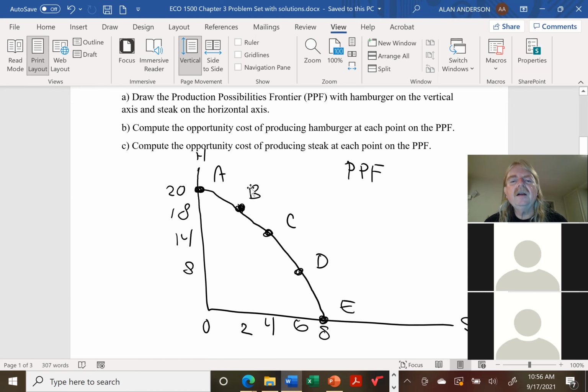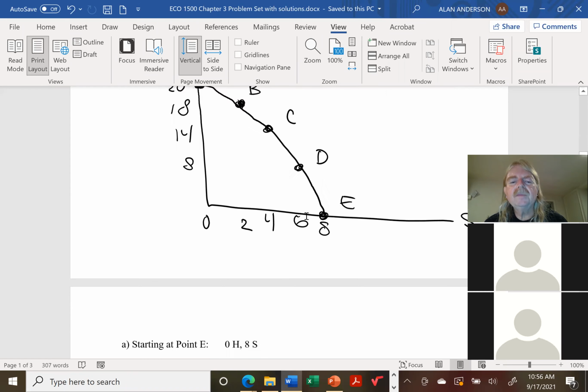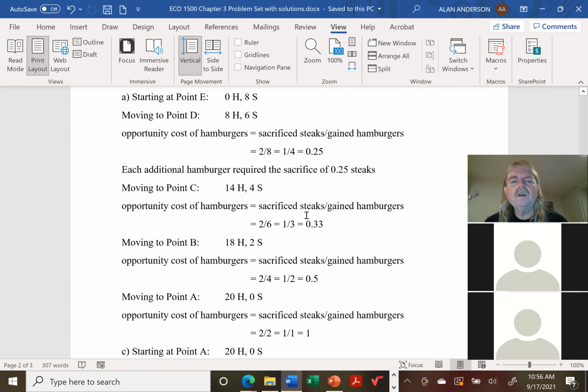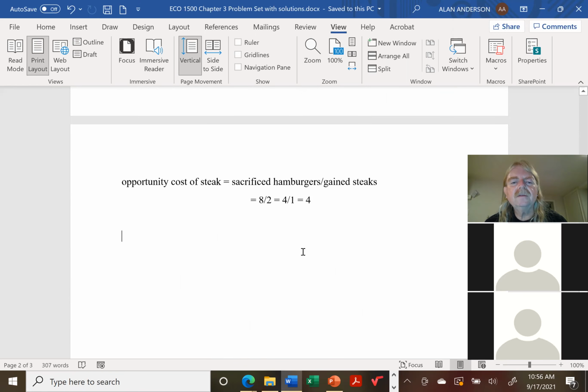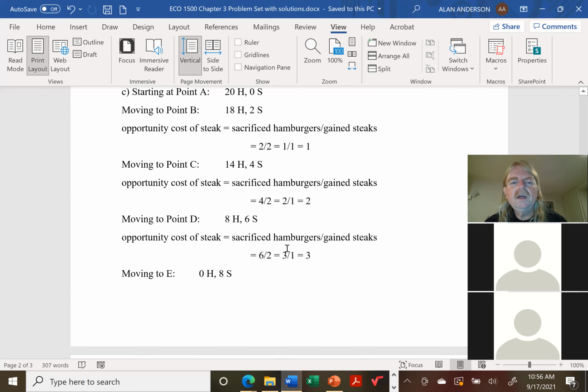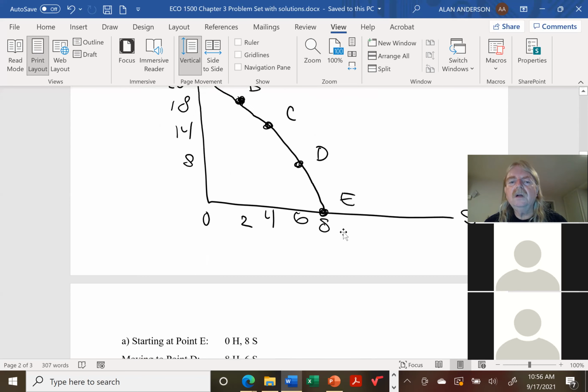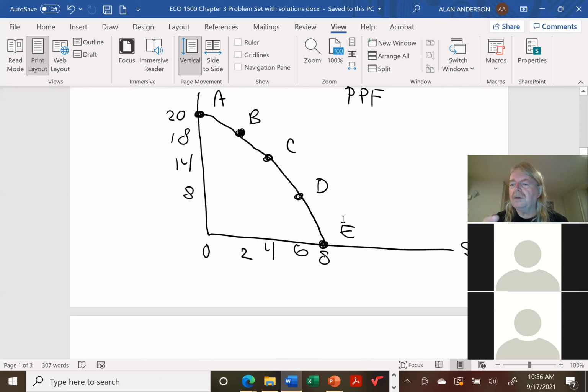So like the area between B and C for the hamburgers, that's a half. But if you're looking at the steak, it's 2. So in other words, the two are always inverses of each other. If one is 4, the other is a quarter. So that's one of the interesting features about the way this is set up.